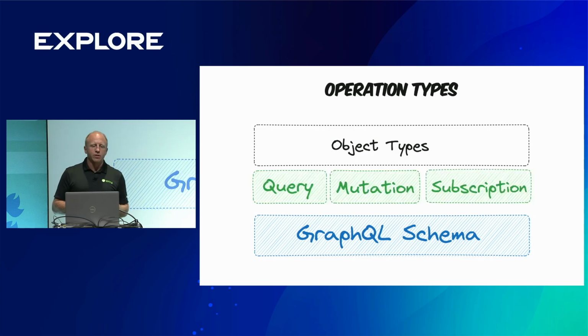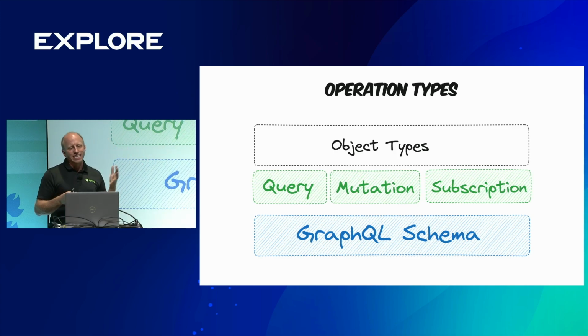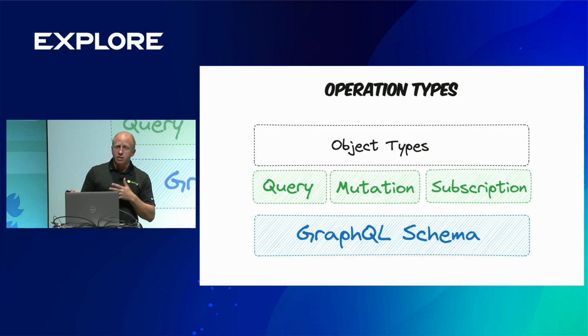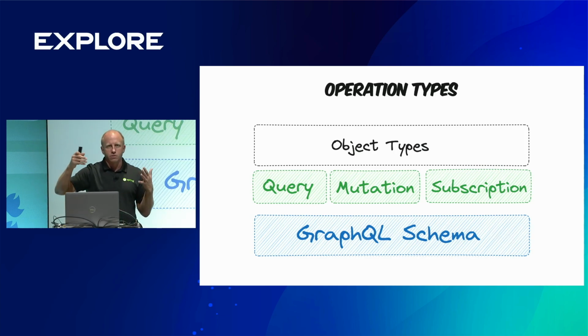And then there are 3 operation types: query, mutation, and subscription. So query is, hey, I want to read some information from the schema. I want to get a product, or I want to get a list of products. A mutation is, I want to change it. I want to update, delete, create, right? A subscription, similar to query, but I want to open up a connection and leave it open. Think like your traditional stock ticker example.